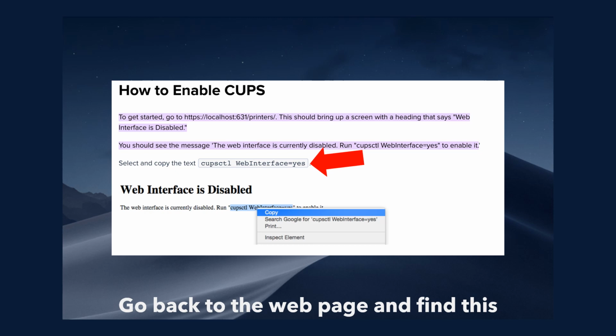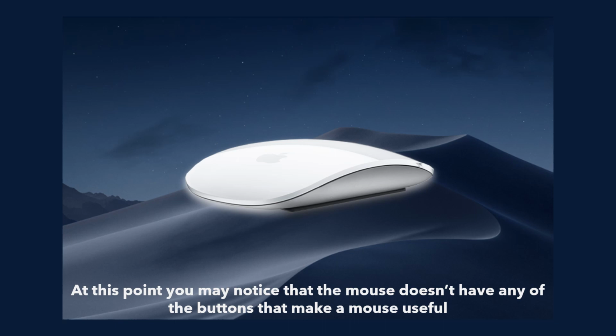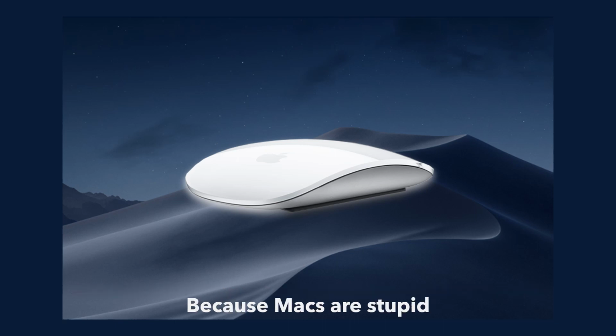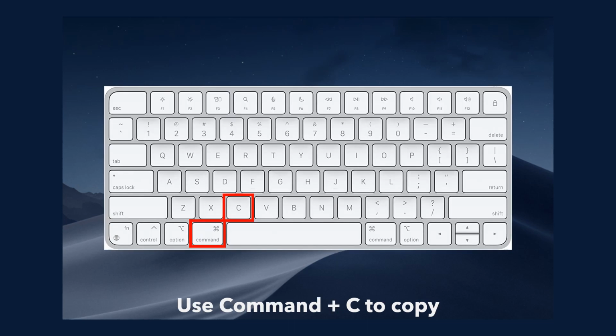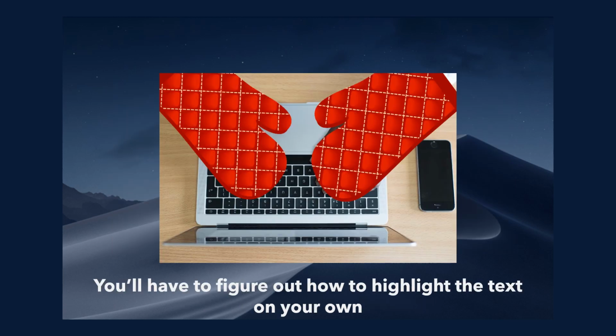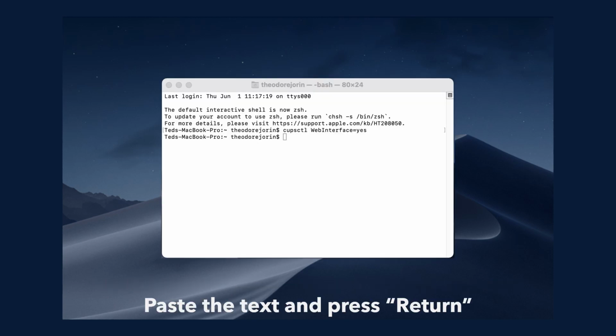Go back to the web page and find this. At this point you may notice that the mouse doesn't have any of the buttons that make a mouse useful. Because Macs are stupid. Use Command+C to copy. Use Command+V to paste. You'll have to figure out how to highlight the text on your own. Paste the text and press return. Nothing noticeable will happen.